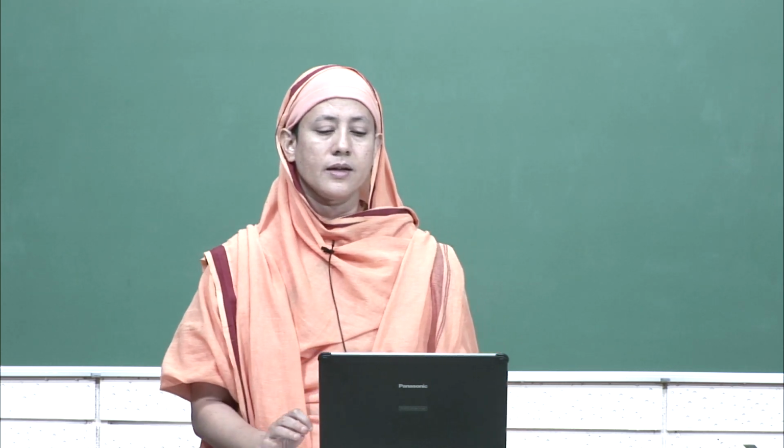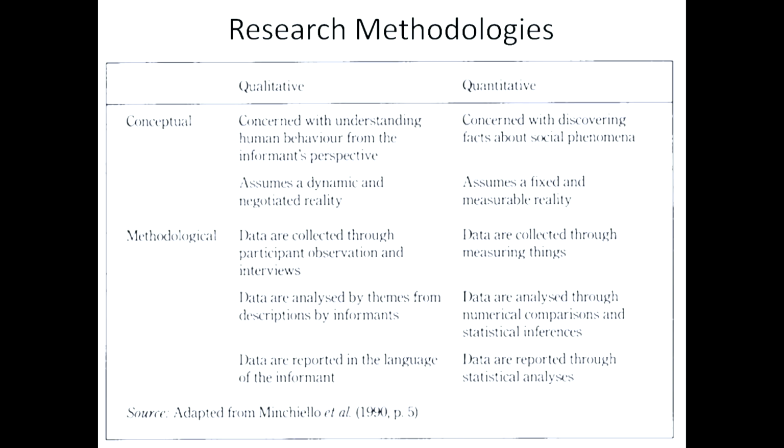Look at this slide. See, qualitative method and quantitative method of research. Conceptually speaking, qualitative method is concerned with understanding human behavior from the informant's perspective and assumes a dynamic and negotiated reality. Quantitative method is concerned with discovering facts about social phenomena. See, it may not be a purely subjective research, and it assumes a fixed and measurable reality. Methodologically, in qualitative research, the data are collected through participant observation and interviews. Data are analyzed by themes from descriptions by informants, and data are reported in the language of the informant.